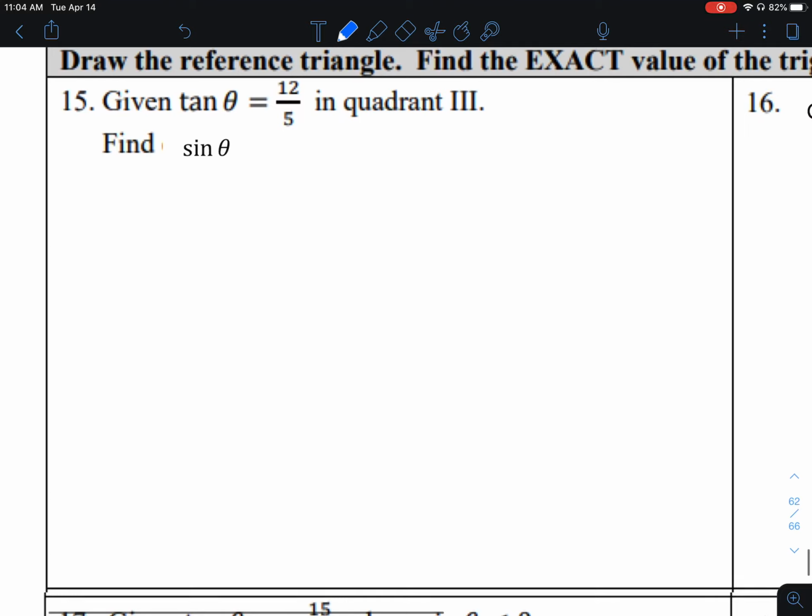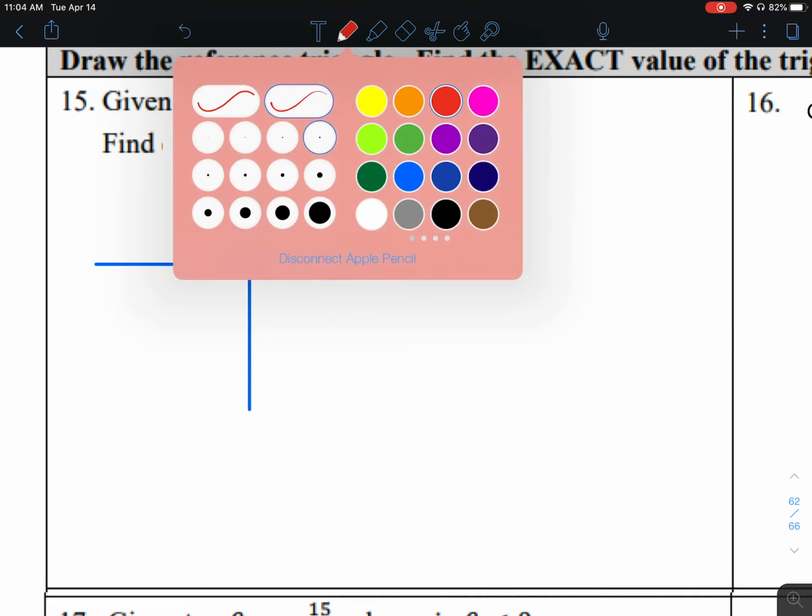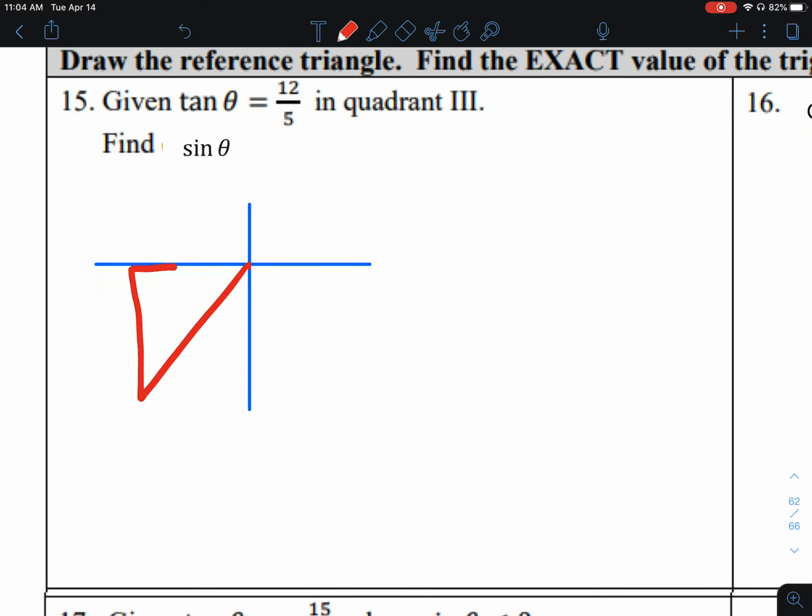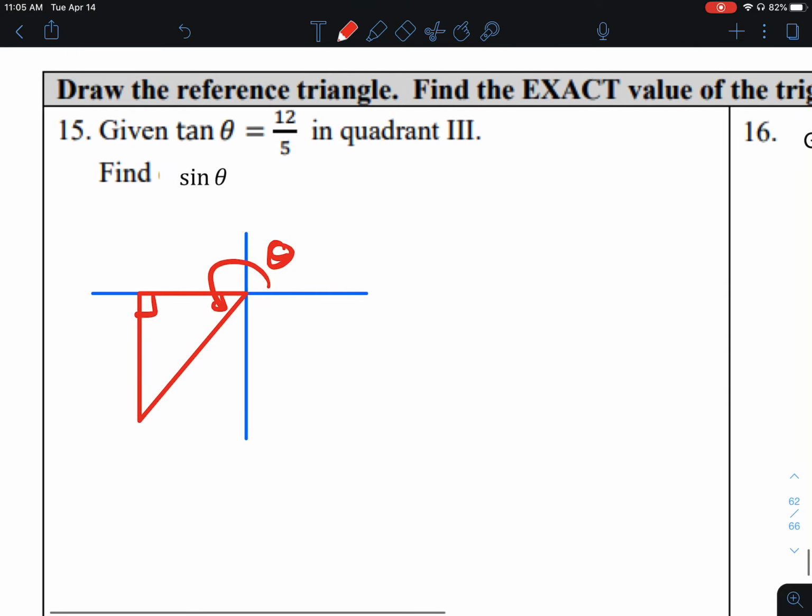All right, so we're in quadrant 3. Let's start with that. I'm going to draw a picture of a reference triangle in quadrant 3. This reference triangle, as I mentioned more times than you want to hear, has to use the x-axis as one of the legs. Has to. So this is theta. Then, if you look at what it's saying tangent is, tangent of theta is 12 over 5.